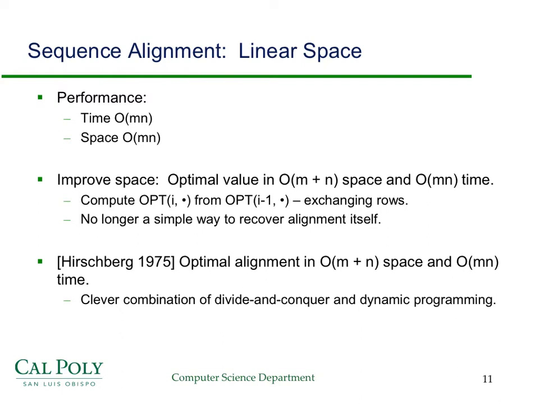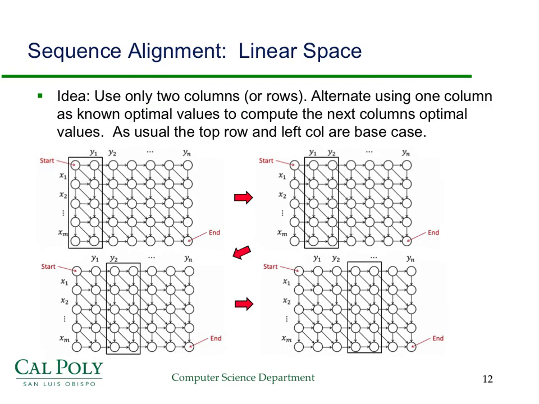Hirschberg came up with a very clever combination of divide and conquer and dynamic programming that reduces the amount of space required to actually get the alignment. See, up here you can't get the alignment to actually get the alignment without using a quadratic amount of space. So this is just a quick graph I added to illustrate, at least conceptually, what's going on in terms of being able to only use linear space in computing the values.